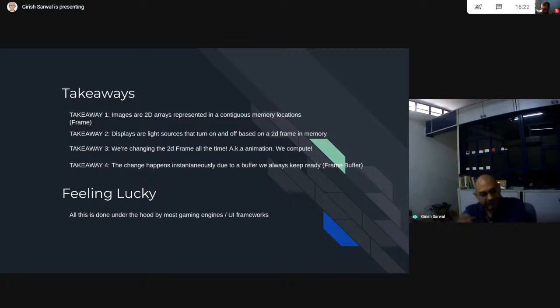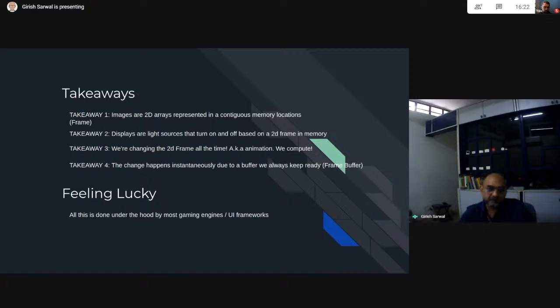The good part is that all of this today is done under the hood by most gaming engines, most UI frameworks. So essentially, when you're making a game with Unity, all of this is being done for you in the background. However, it is good to know that things work like that, because that kind of gives you an understanding of what's happening under the hood. You don't really have to worry about how to wire this up. I mean, if somebody's really interested, there are lots of resources available on the internet that will tell you how to wire up a double buffer, etc.